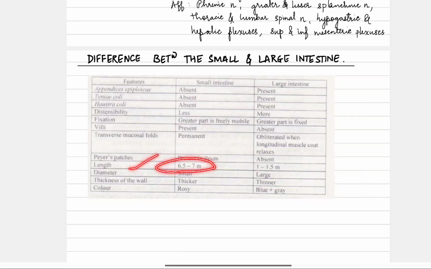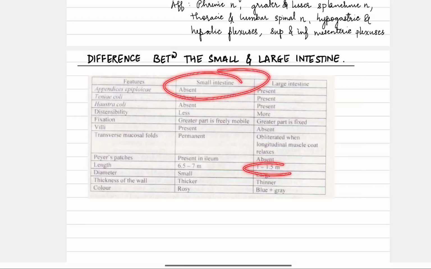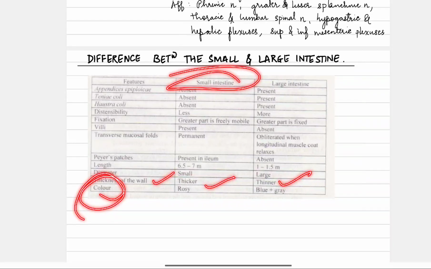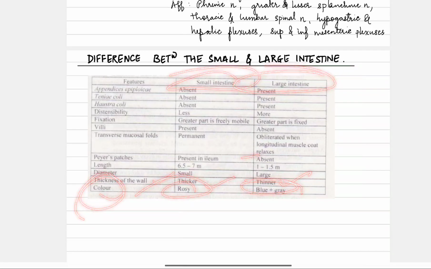The length of the small intestine is 6.5 to 7 meters. The large intestine is 1 to 1.5 meters. Diameter is small for the small intestine and large for the large intestine. The wall is thicker in the small intestine and thinner in the large intestine. The color of the small intestine is rosy, and the large intestine is bluish grey.